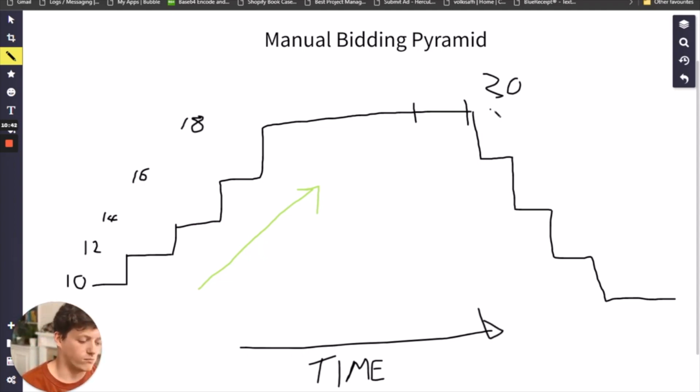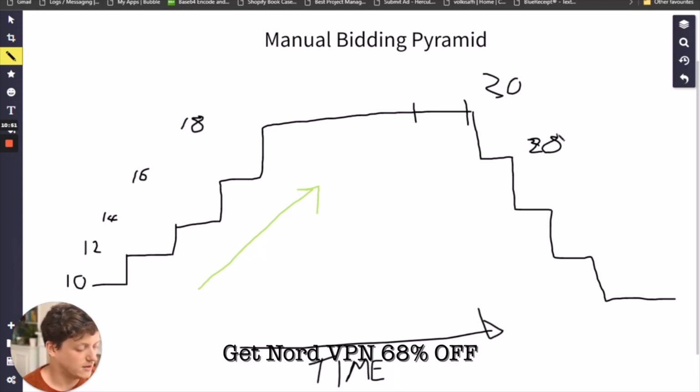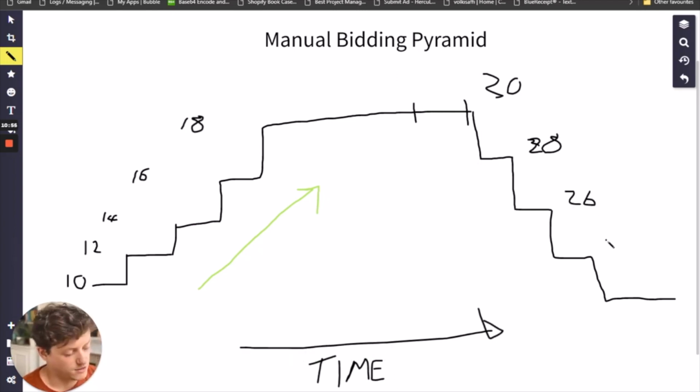They'll then leave it for a while, see what happens after 30 minutes. Okay, now we're spending too much. Let's decrease our bid. So they'll say, okay, let's do $28, and then they'll decrease it again, $26. And then they'll decrease it again until they get to $24. And maybe $24 is their happy point. Maybe that's where they then leave it and they just let their ads run. So that's the other way of doing it.